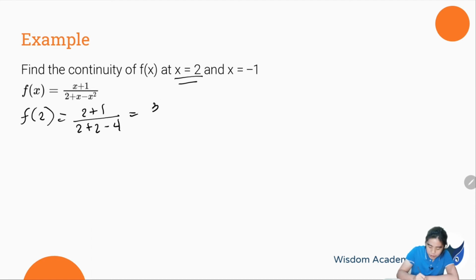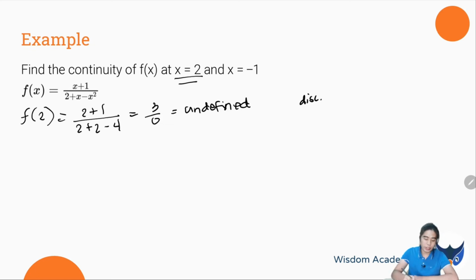So, equal to 3 over 0, undefined. Okay. So, ngayon pa lang, alam na natin na discontinuous siya. Pero, anong type of discontinuity? So, next naman, hanapin natin si limit of f of x as x approaches 2.